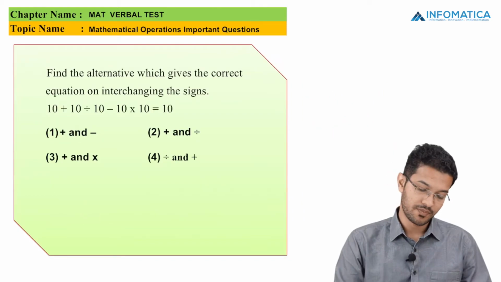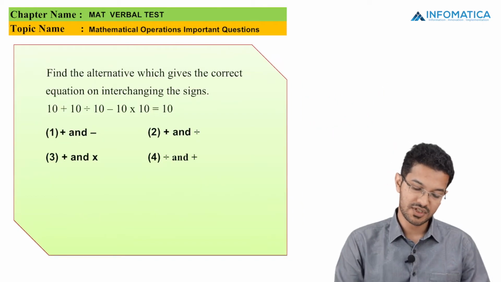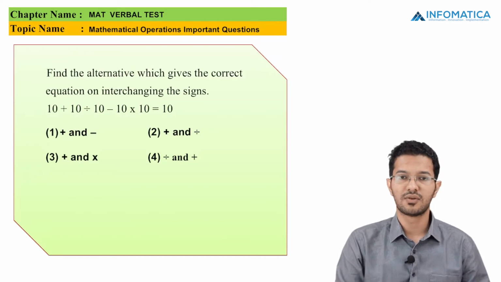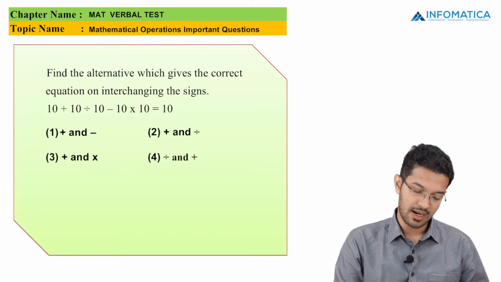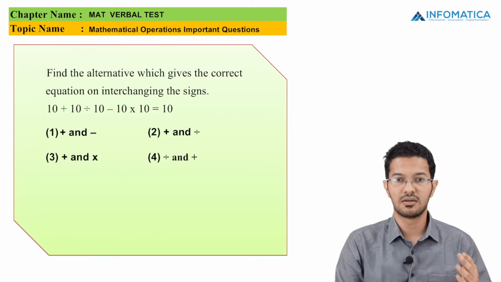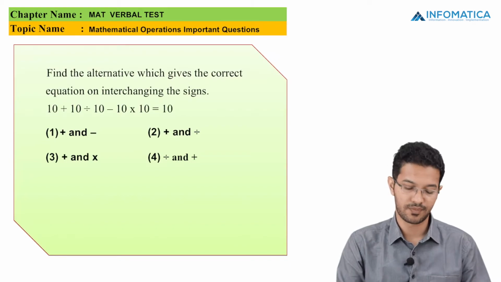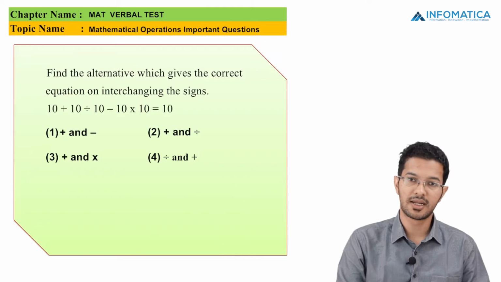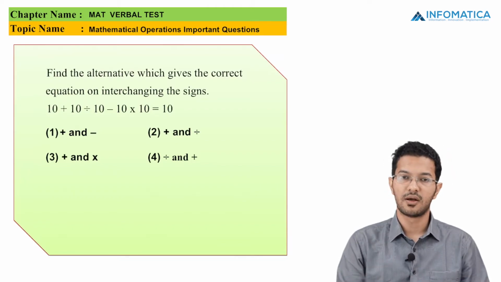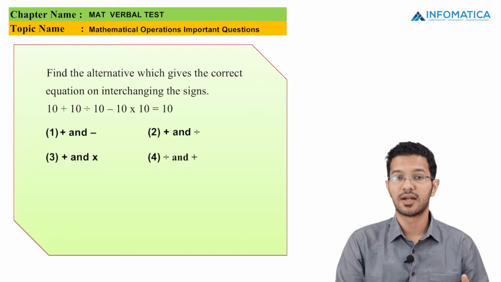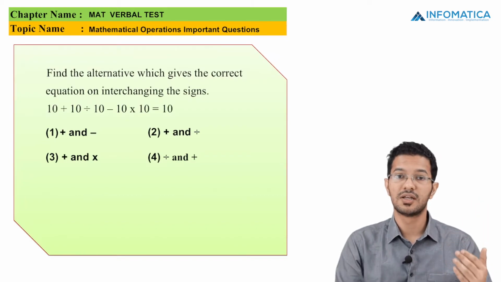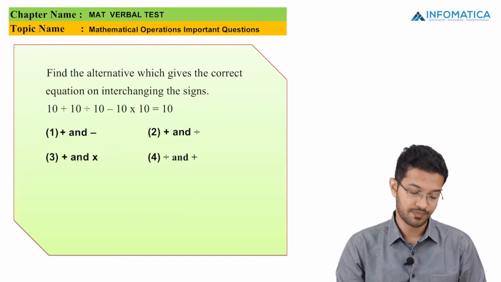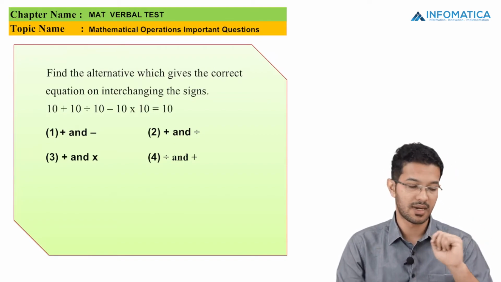Now for the next MCQ, it says find the alternative which gives the correct equation on interchanging the signs. So now we have to change any two signs, and then we have to see if it gives us the right RHS, which is 10. So they have given us 10 plus 10 divided by 10 minus 10 multiplied by 10 should give us 10. So if we find the correct equation, the interchange should give the RHS as 10. So now we go for the first interchange of signs, which is plus and minus.